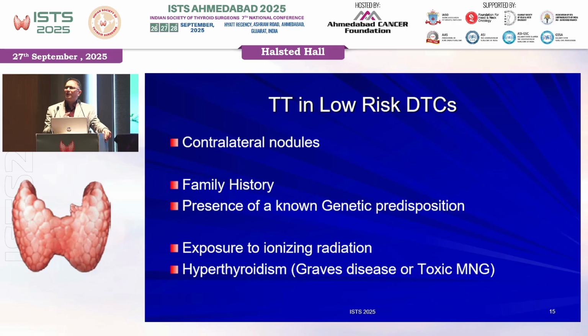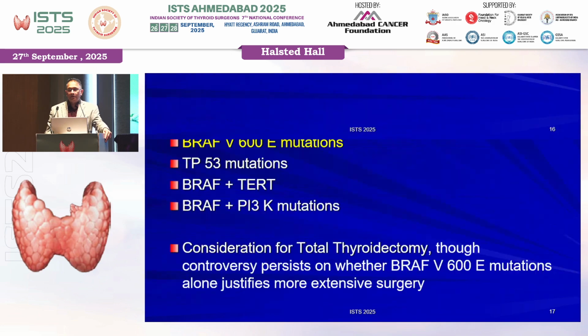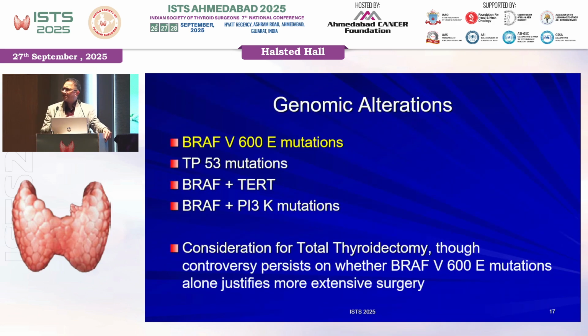So again, even in low-risk thyroid cancers, there is this subset of patients where we would anyway do a total thyroidectomy, and this is something that we all know: contralateral nodules, family history, presence of a genetic predisposition, exposure to radiation, and sometimes some studies say that presence of Graves or toxic MNG, you would consider a total thyroidectomy. Again, the role of genomic alterations, and this is coming up in a big way.